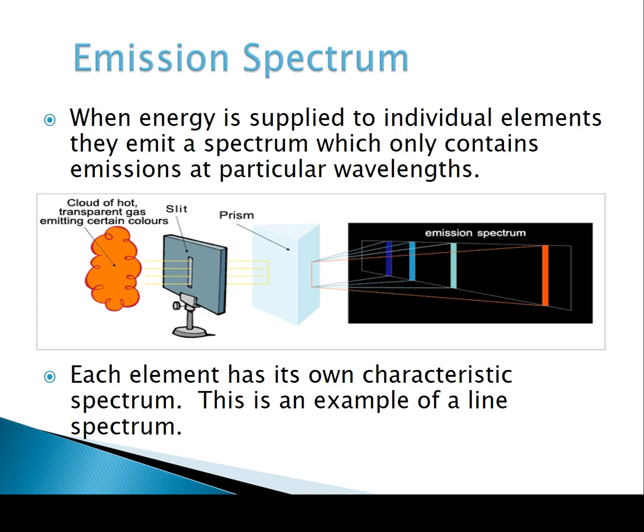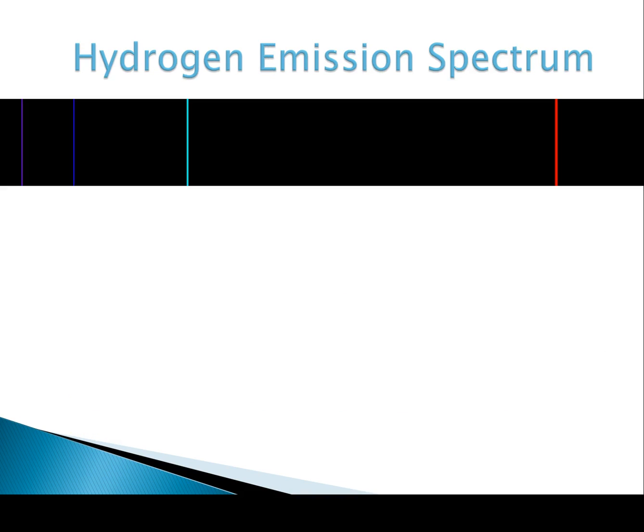Now, an emission spectrum is a little bit different. When energy is supplied to an individual element, it will emit a spectrum which will only contain emissions at particular wavelengths. That means that what you will see is a mostly black background with individual lines of color. Now, each element has its own characteristic spectrum, so by looking at an emission spectrum for an element, we can compare it to the known spectra and determine what the element is.